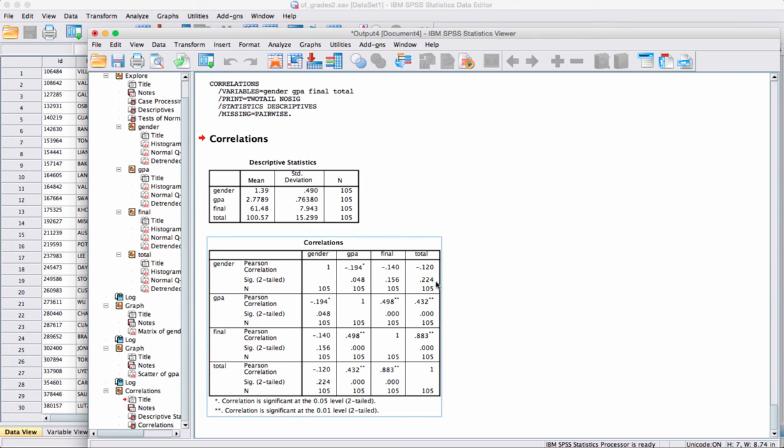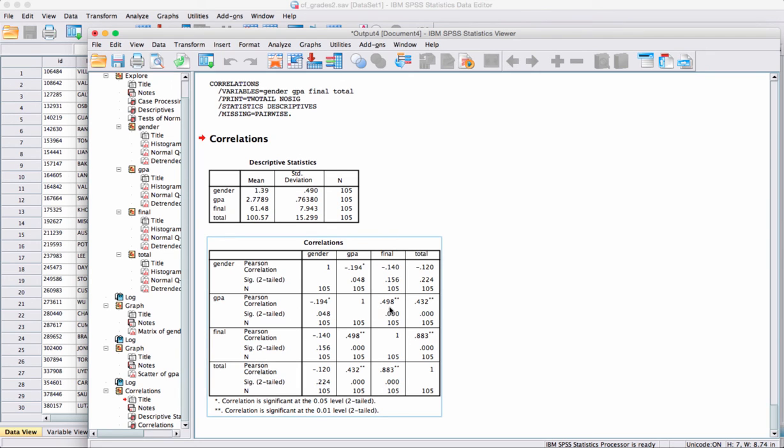So you can see that the correlations between gender and GPA, final, and total are very small. In this case, the negative sign, all that refers to is that we have males and females, and that there's probably a difference in the mean GPA, the mean final, and the mean total scores for males and females.